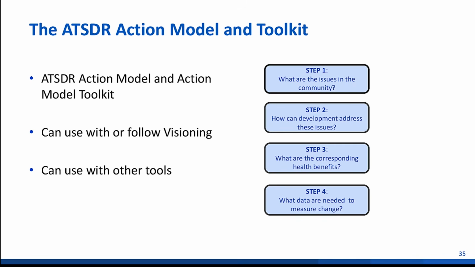I typically use the ATSDR action model after the visioning technique because it's the next natural step. We can start saying, all right, we've looked at what we like about the community, and we looked at what some of the issues are. Now, let's see how we can redevelop the area to address the issues in a way that benefits community health. You can also use the ATSDR action model with the ATSDR Community Engagement Playbook, which we'll talk about shortly. I will turn it over to Huda to further describe the ATSDR action model.